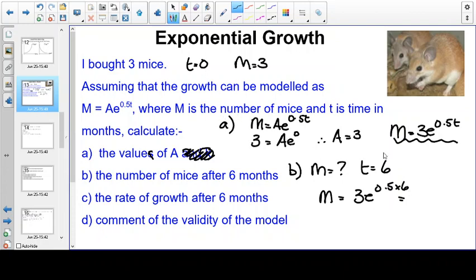The number of mice is 60.25 and so on. So therefore 60 mice. Okay, and I've just rounded it to the nearest whole because we're talking about mice.